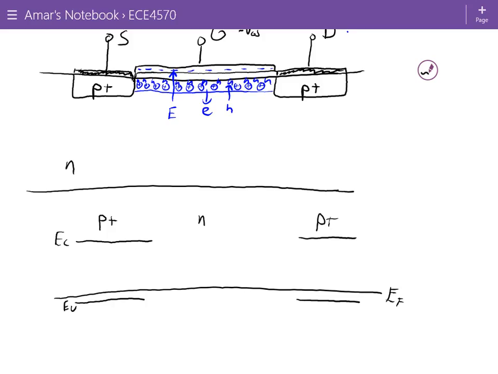For an N-type material, the Fermi level is close to the conduction band. So it's going to look more like this. EC is going to be down here, and EV is going to be down here. Now all we do is connect the three. So band bending. Remember, the bands have to be continuous. So this is the band diagram for a PMOS device at equilibrium.